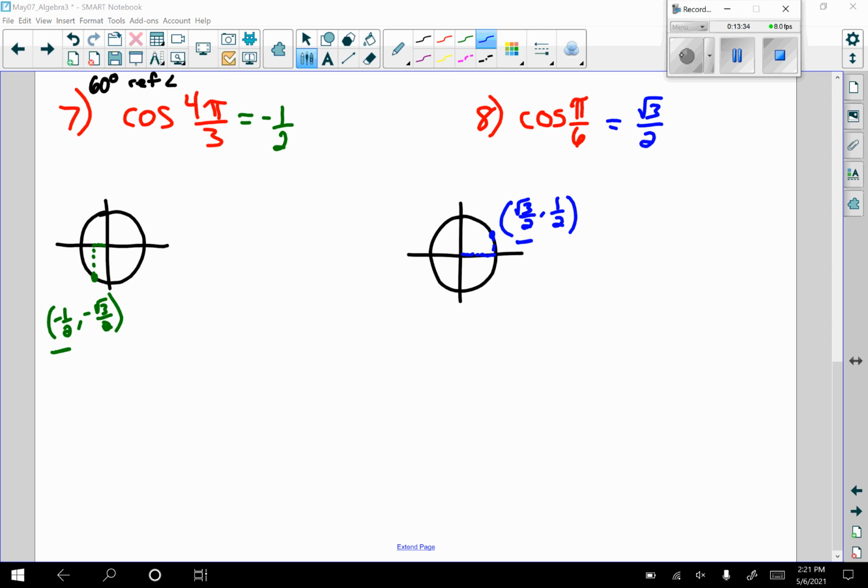All right, so we did 16 problems altogether, some looking at the unit circle, some not looking at the unit circle, to evaluate sine and cosine, exact values of degree and radian measures. Now I'm going to switch to look at tangent.